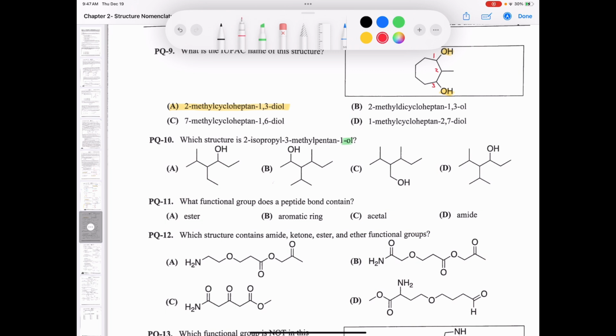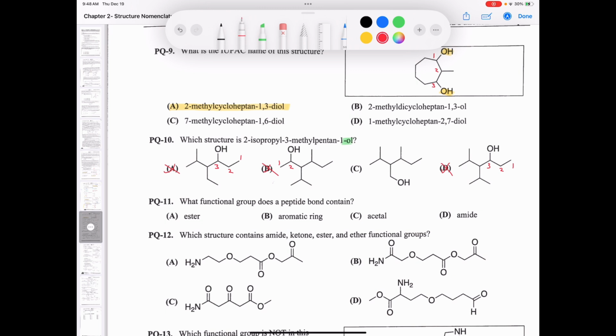And so we can do this by process of elimination. You can see that in A, the hydroxyl is on carbon number 3, so it can't be that. In B, the hydroxyl is on carbon number 2, so it can't be that. If we go to D, it's also on carbon number 3. So this one can be solved by process of elimination pretty quickly.